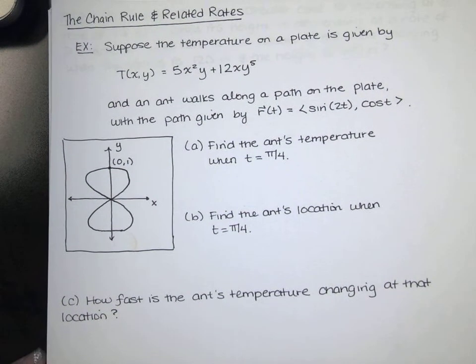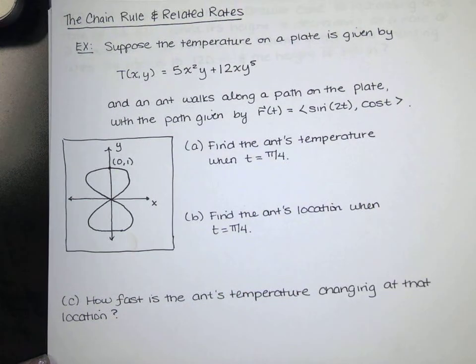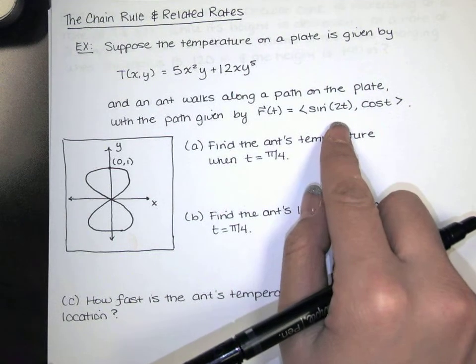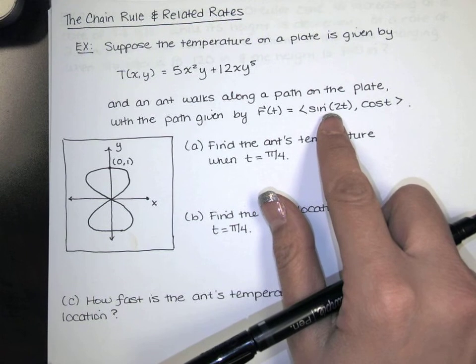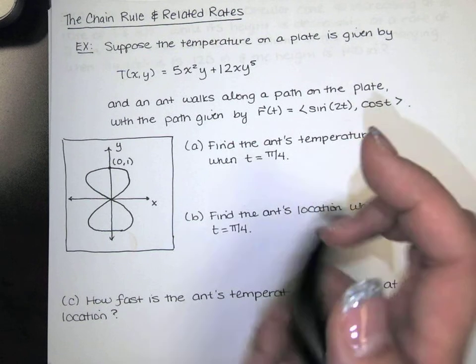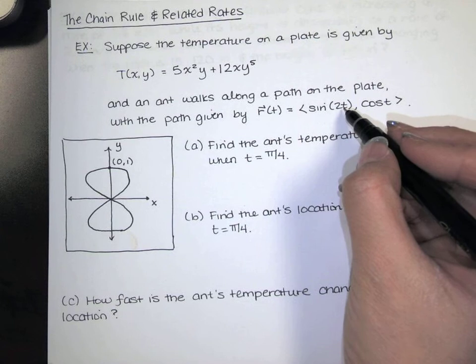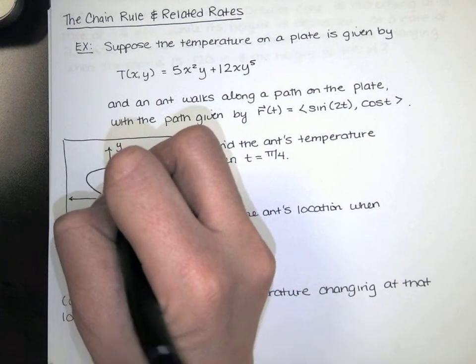It's walking along a path on the plate, and the path is given by r of t equals sine of 2t times i hat plus cosine of t times j hat. And the path that's associated with that looks like this. And as t increases, I'm actually not 100% sure which way this goes. When t equals 0, we've got sine of 0 is 0, cosine of 0 is 1. And then when t equals pi over 2, we'll have sine of pi, which is 0, and cosine of pi, which is negative 1.